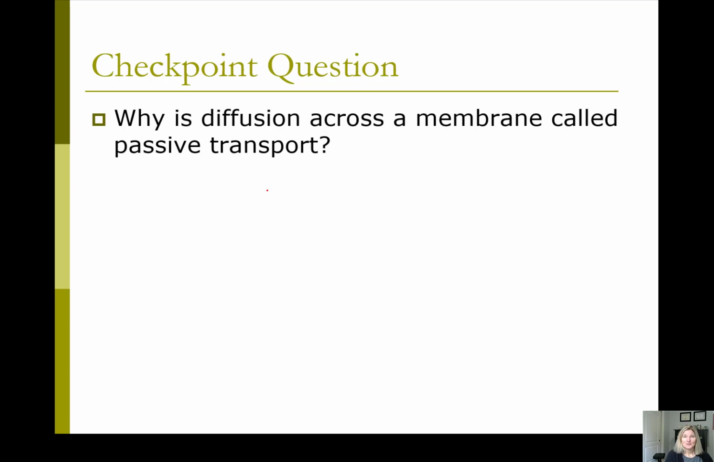Well, remember, it's going from high concentration to low concentration. It's just the natural law of things, and so it requires no energy. Okay, so it's passive in the sense that you're not exerting any energy for the diffusion of these molecules.